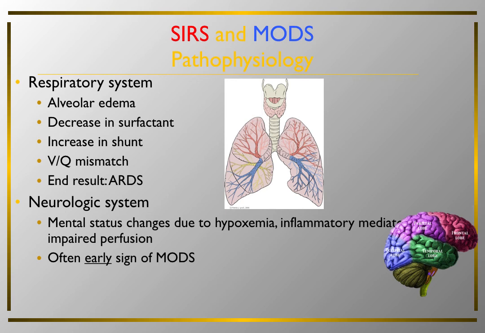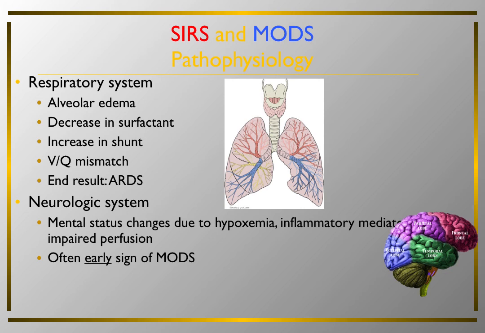Type 2 pneumocytes are damaged and surfactant production is decreased, which causes these alveoli to collapse. Alveolar collapse creates an increase in shunt, or blood flow to the lungs that does not participate in gas exchange, and worsens ventilation perfusion mismatch. The end result is ARDS, which is acute respiratory distress syndrome. And there's 4 stages in that, and the last stage is pretty much refractory, meaning poor prognosis.